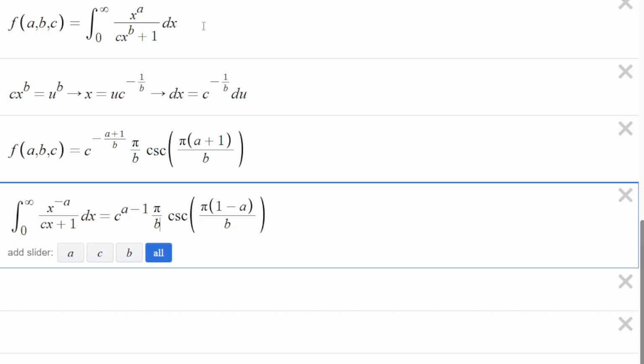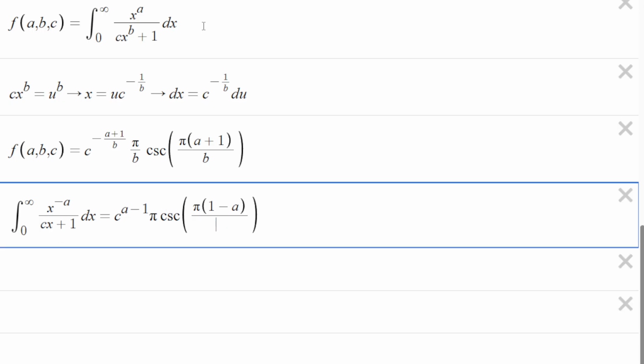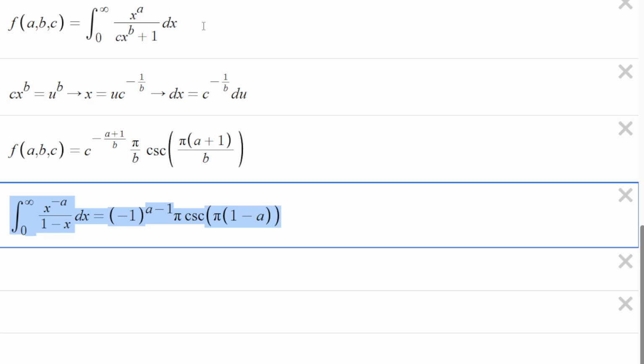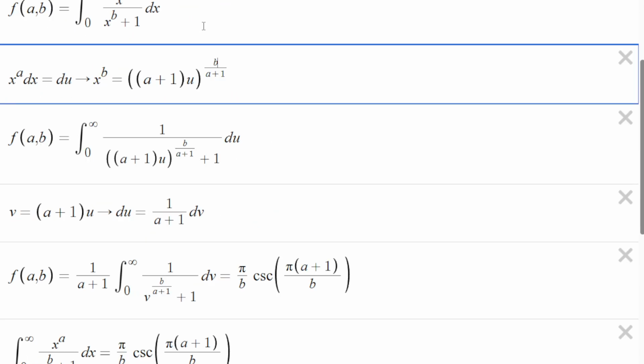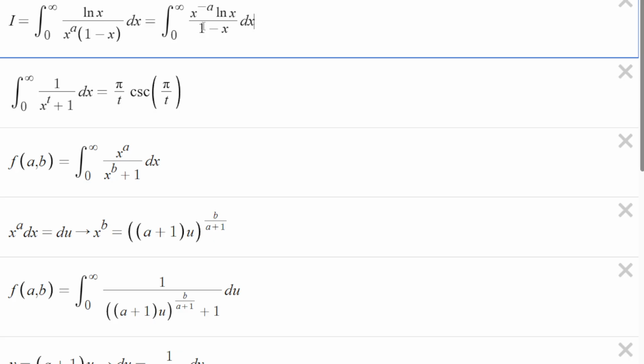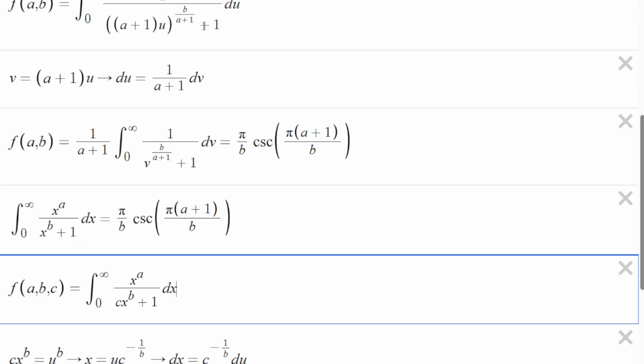b is 1, b is 1, and now we want our c to be a negative 1. So replace that with a negative 1. All right, so now we have 1 minus x on the denominator. So now we're fairly close. Let's see. Now all I think we need to do is just take a derivative on both sides with respect to a, and that will allow us to recover that natural log x.